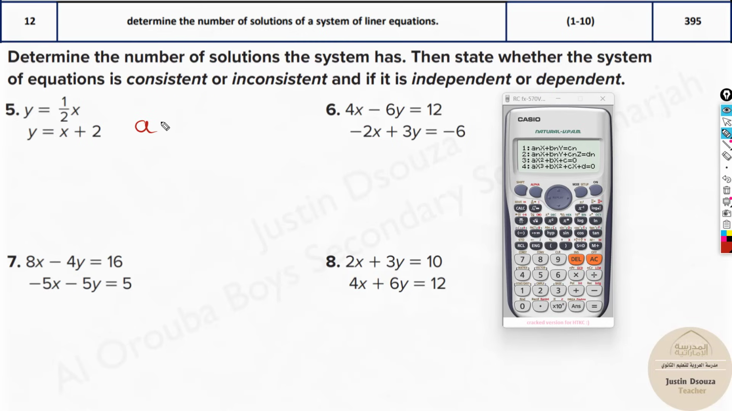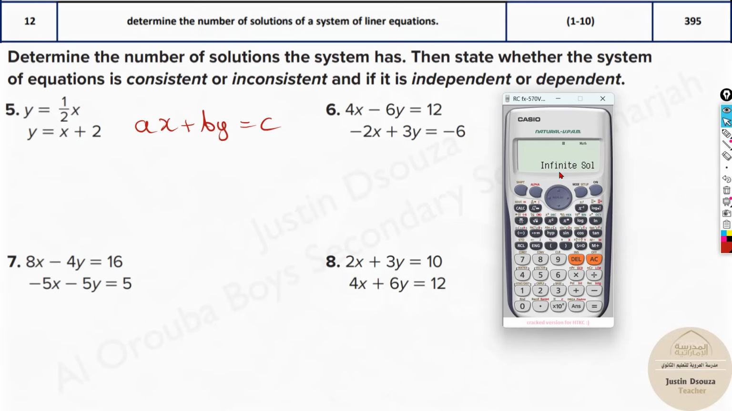I'll just write ax plus by equals c. N means 1, 1, 1. That is for the first equation. N for the second one is the second equation. So ignore that n. This is the standard form. Only equations in this form can be substituted. Now let's substitute this. It's already in the standard form. The coefficients are 4, then we have minus 6 and then we have 12. That's 1 and 2. And over here we have minus 2, 3 and minus 6.